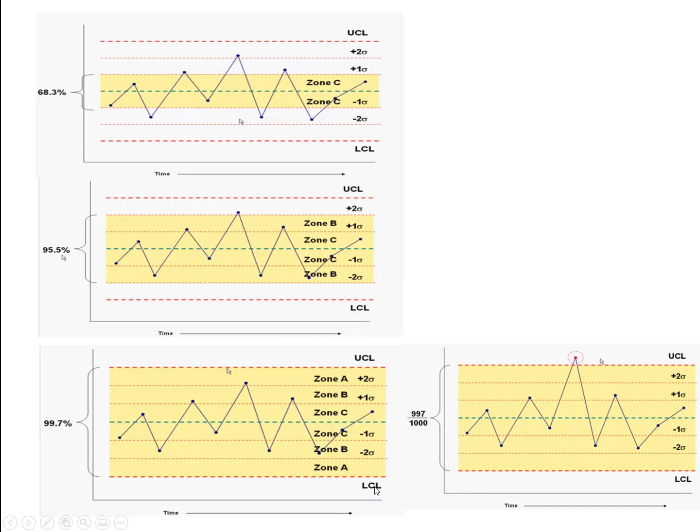So this is our lower control limit and our upper control limit. Normally in the control chart we use 3 sigma, plus 3 sigma and minus 3 sigma. It means 997 out of 1000 are inside, but 3 are outside this range. So basically the control chart will tell us how many specific observations are inside the control limit and how many are outside the control limit.